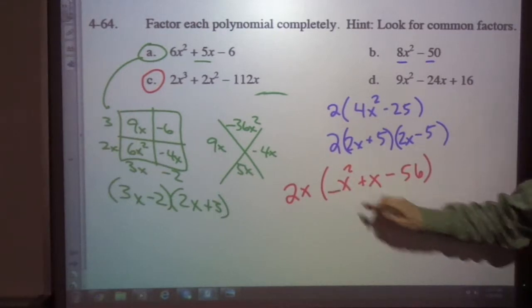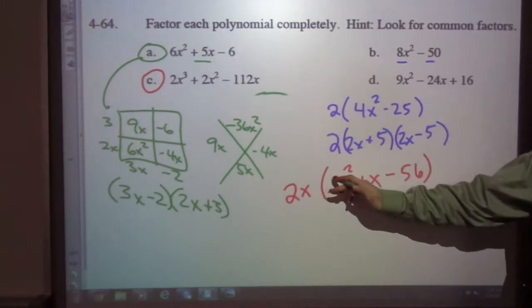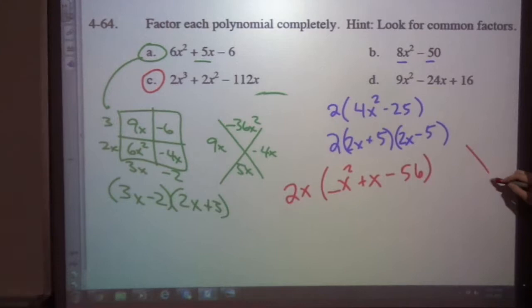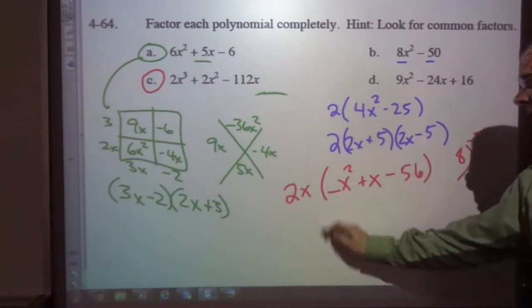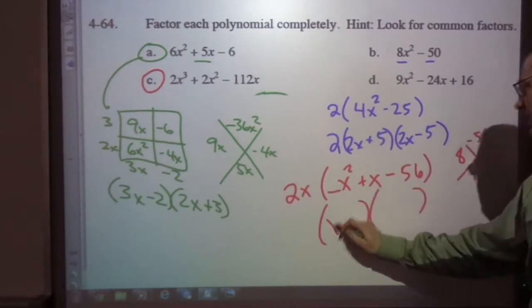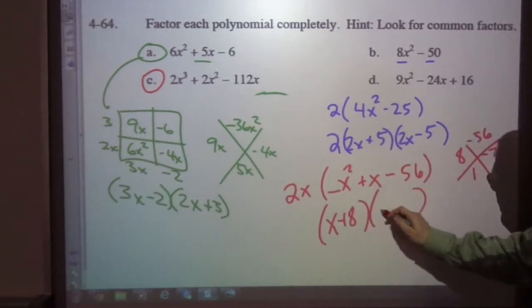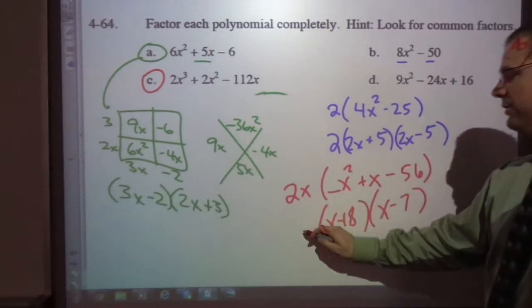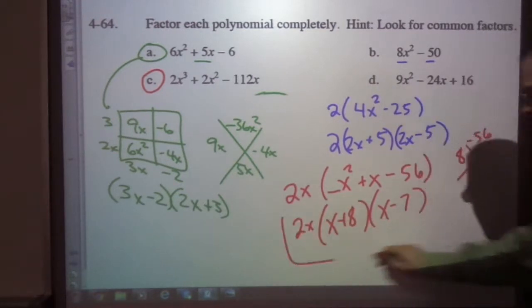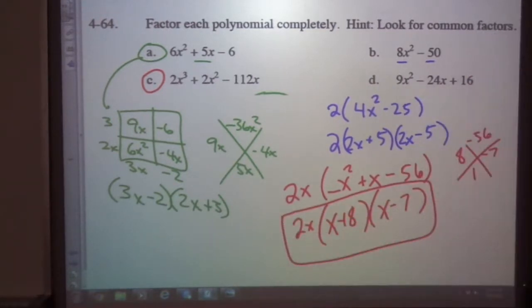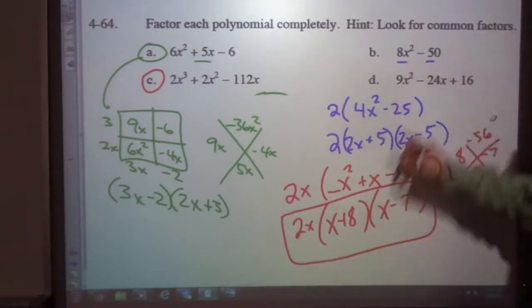Yeah, A equals 1. So when I do 1 times -56, the things that multiply to be -56 that add up to be the middle, that's going to be 8 and -7. I can go straight to my answer there. X plus 8, x minus 7. 2x comes along for the ride. That is C.